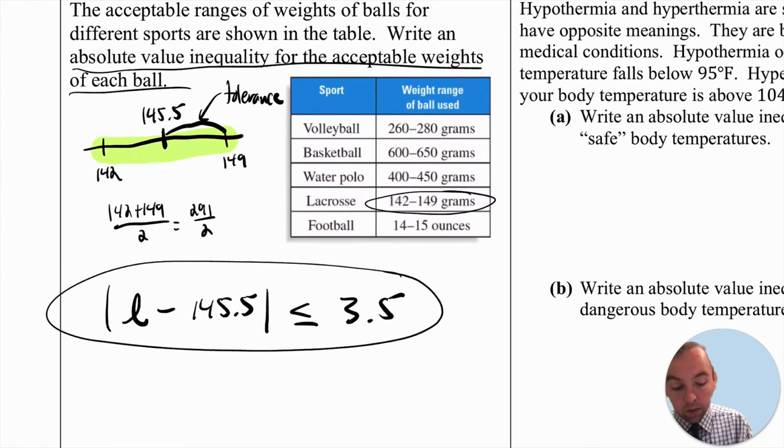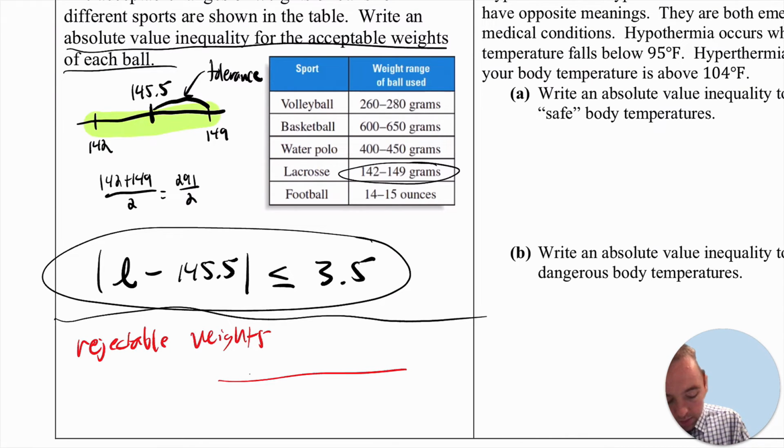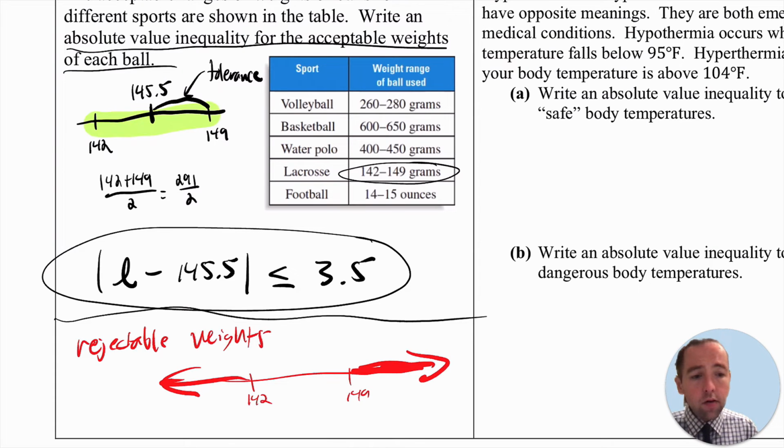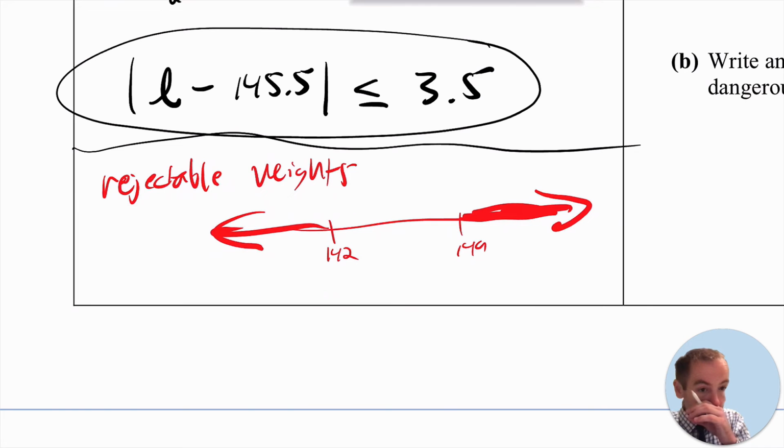Now notice that if the question was actually asking for the rejectable weights, then if this is where 142 is and this is where 149 is, anything over here or anything over there would be rejectable, because then it's too light or too heavy for what's acceptable in lacrosse. If you wanted to write that as an absolute value inequality, you can just keep this almost the same.